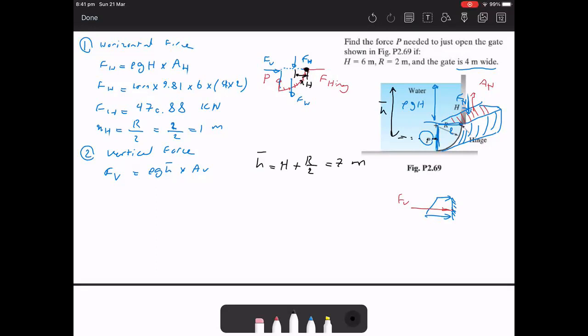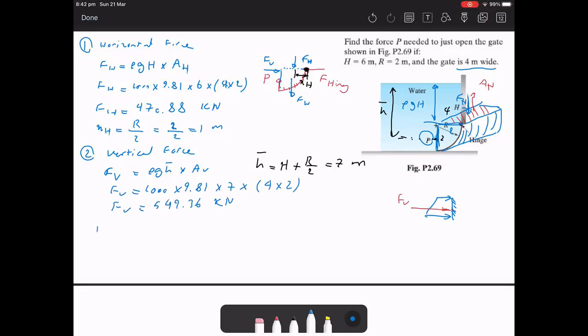And the projected area in the vertical direction, again, is 2 meters. This length is 2 meters times its width, which is 4 meters. If I then insert the values, the density of the water 1000 times gravity times 7 meters times 4 times 2, which is the area, and FV will be equal to 549.36 kilonewtons. And now it's the location of this vertical force.